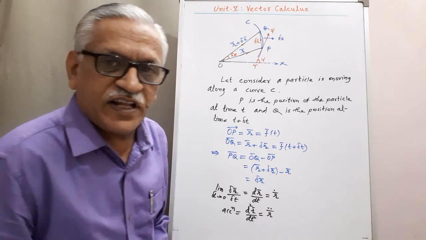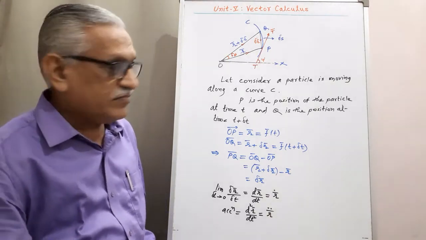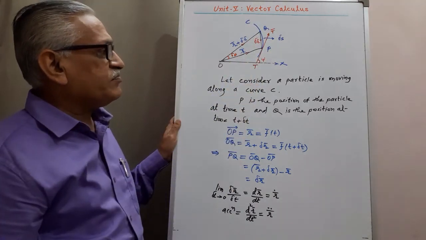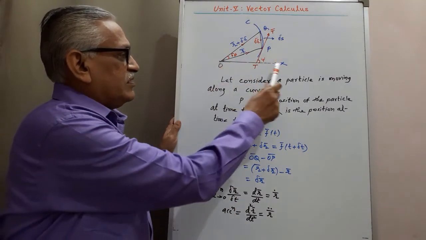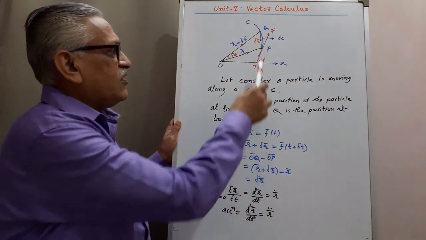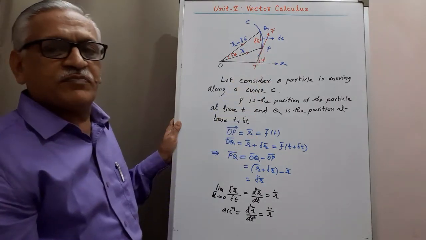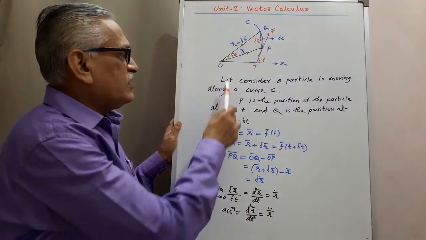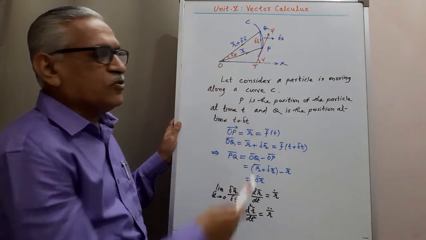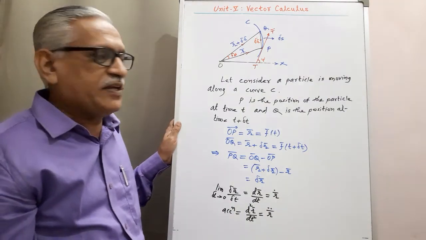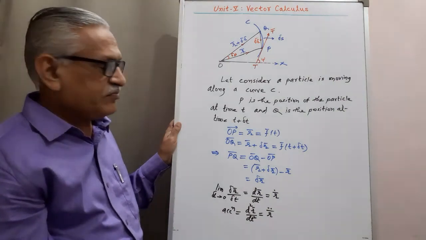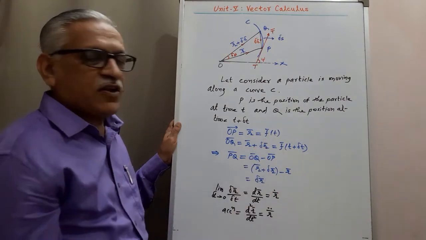Physical interpretation of derivative. For that, consider this figure. In the figure, we have a curve C, and line OX. O is the origin. On that curve, we have two points, P and capital Q. If we join point P with point O, we get the position vector of point P, and we denote it as R bar, it is R bar of t.